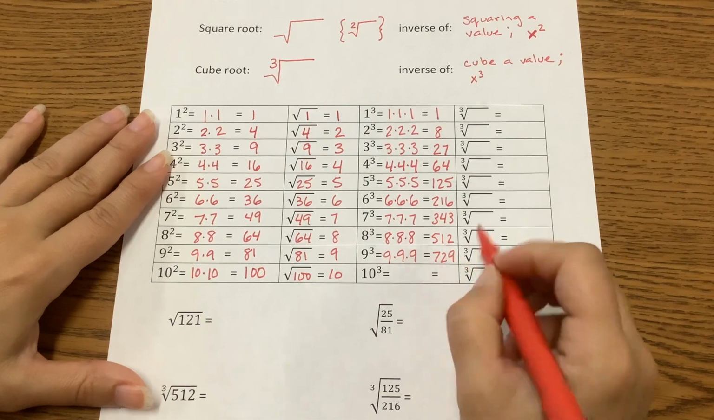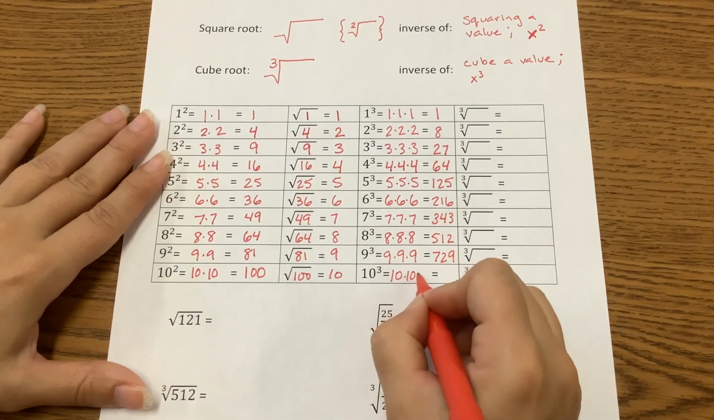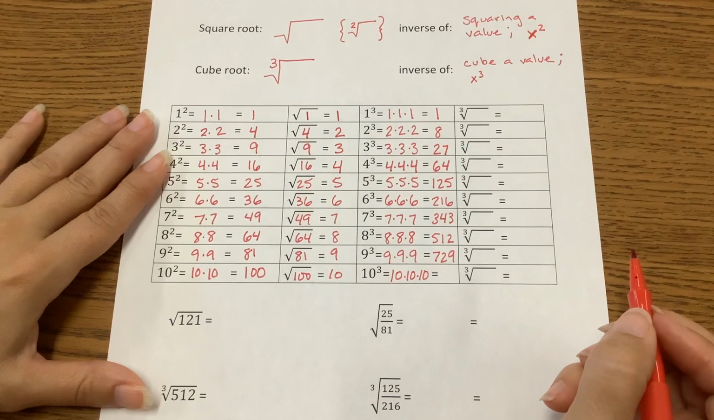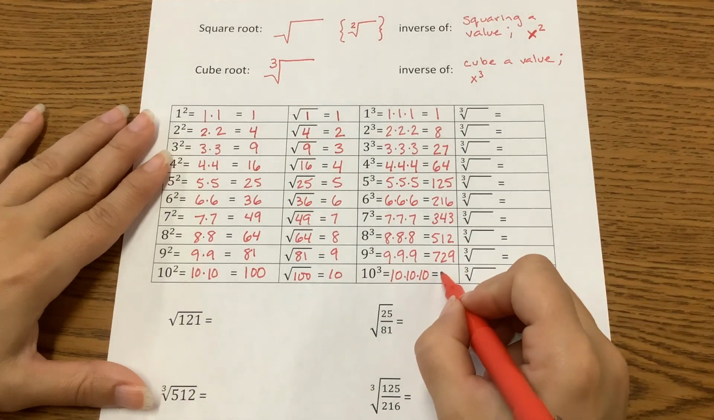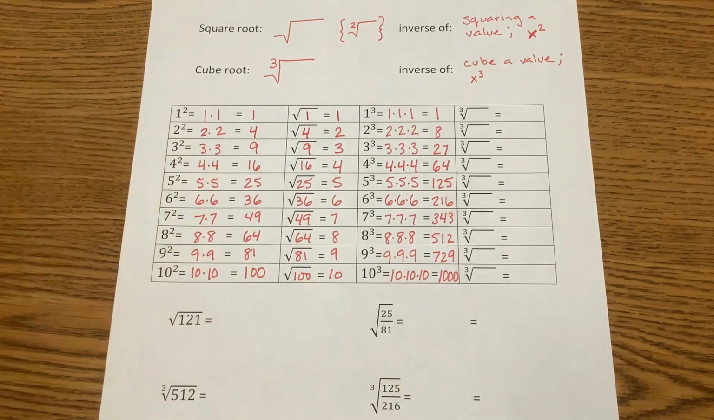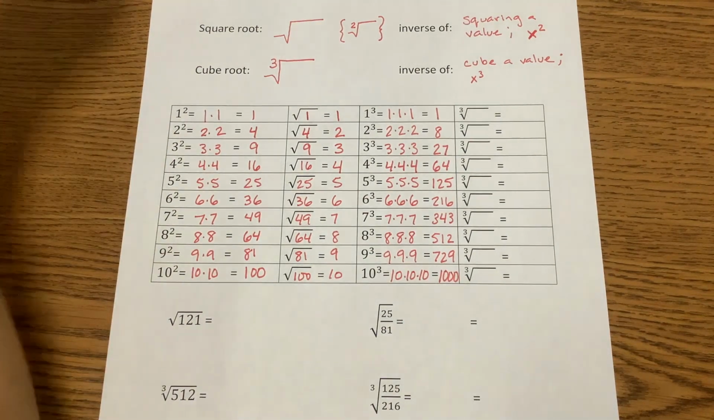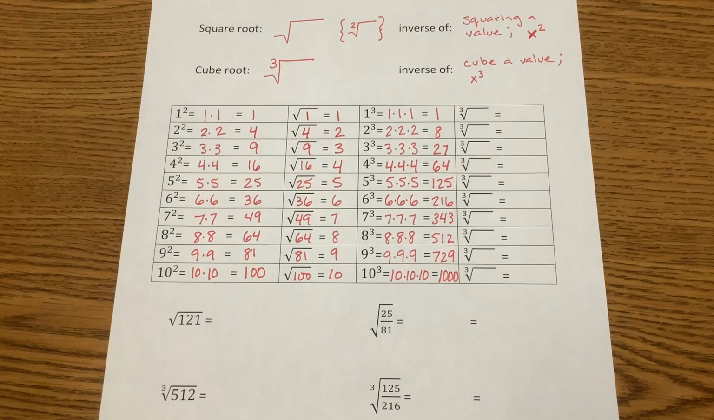These are getting big, aren't they? And then 10 times 10 times 10, 1,000. Okay, so that's all the cubes. Now we can call them perfect cubes. Now we need to find the cube root of each one.